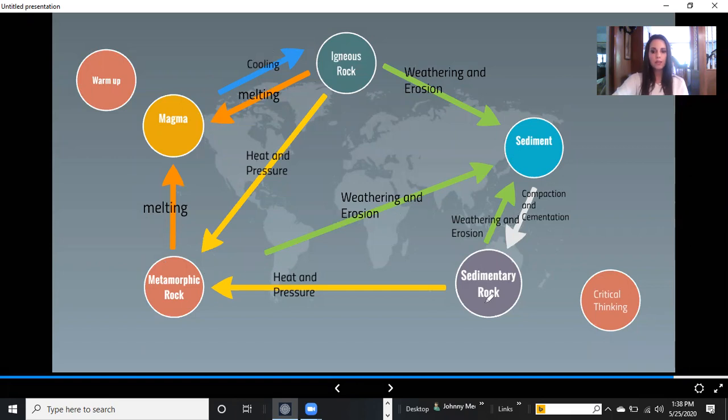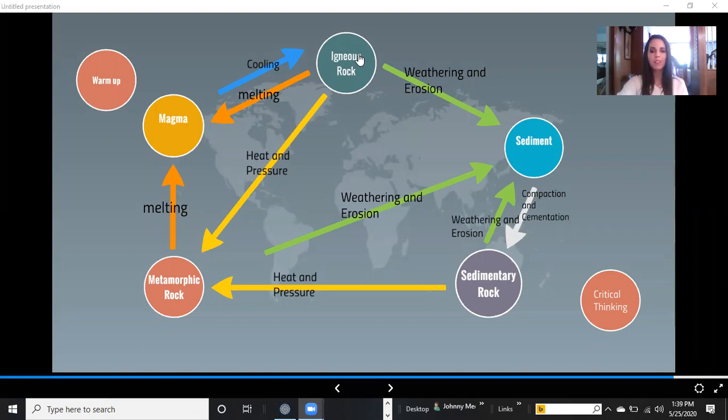Metamorphic rock, though, comes from sedimentary rock when it has heat and pressure added to it. That's how you get metamorphic rock. Weathering and erosion of metamorphic rock creates sediment. So metamorphic rock can either melt and become magma or can weather and erode and become sediment. Sedimentary rock, same way. It can weather and erode to become sediment, or it can compact and cement together to become sedimentary rock. And then igneous rock can also become sediment by weathering and erosion. So a lot going on here, and we'll talk about the components of the rock cycle. And this should all come together and be clear by the end of the lesson.